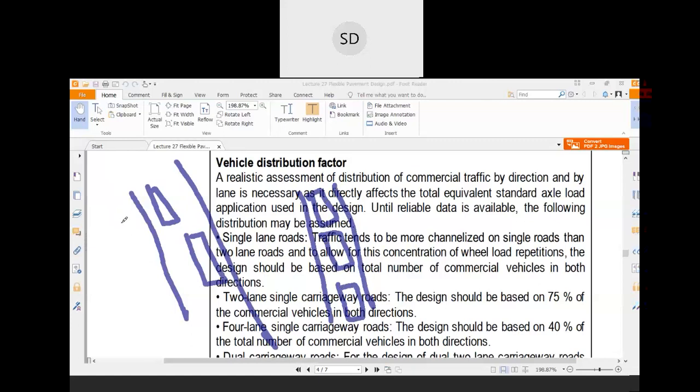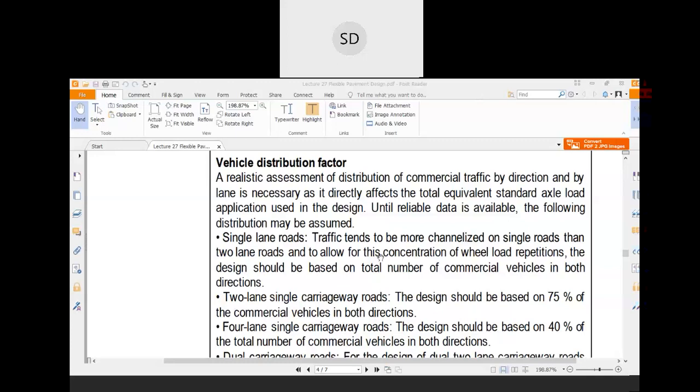Now, if it is a double lane road, it would not be as defined as on a single lane road. There is a distribution of the load among the different lanes. In a two lane road, there are two lanes, so the distribution of the load would be in two lanes. So the vehicle distribution factor is a factor which considers all these things. There are different conditions, and based on these conditions, you have to take the vehicle distribution factor.